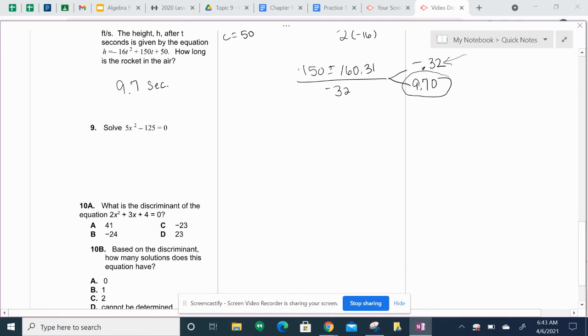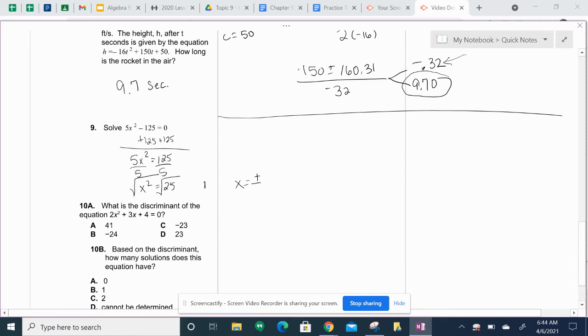All right, number 9 says solve. I notice again, it's already equal to 0, so that's a good thing. However, this one does not have that middle bx term, so that means the square root property is an option, and so to use that, I need to work on getting the x by itself. So in this case, I'm going to add 125 to each side, and I'm going to get 5x squared is equal to 125. Then divide by 5 and get x squared is equal to 25. Then introduce my square root and get x is equal to plus and minus 5 as my solution.